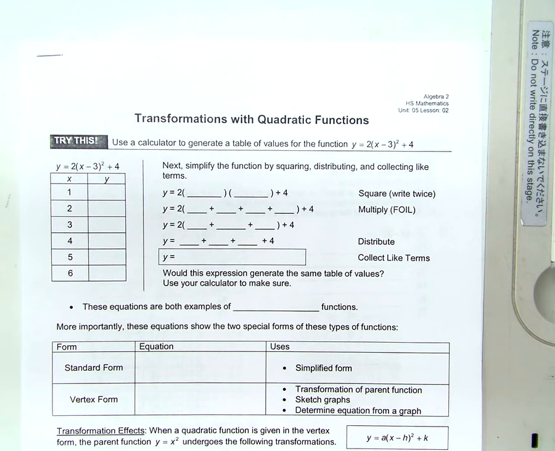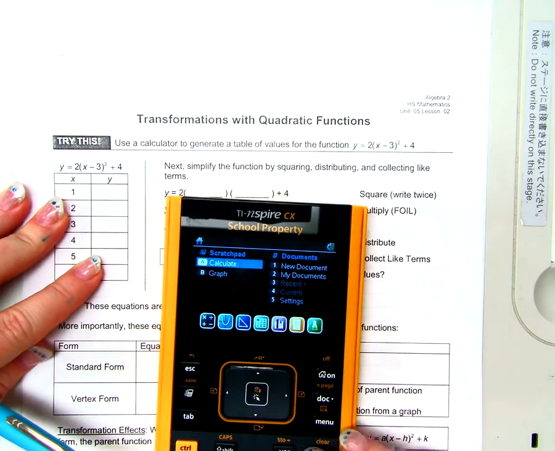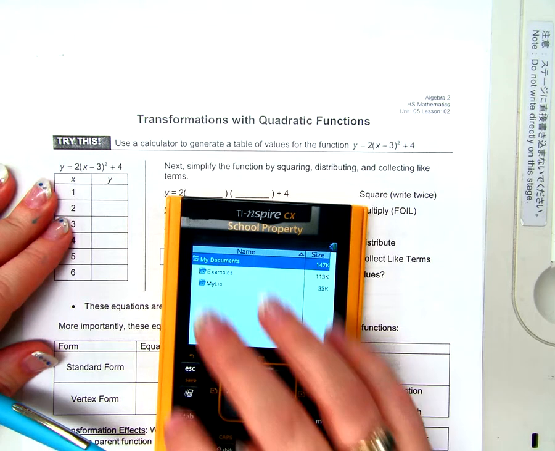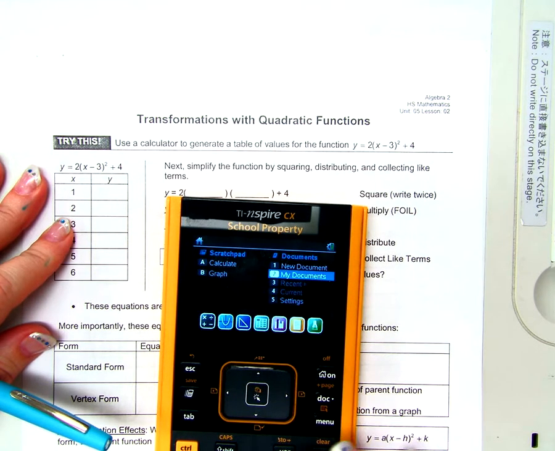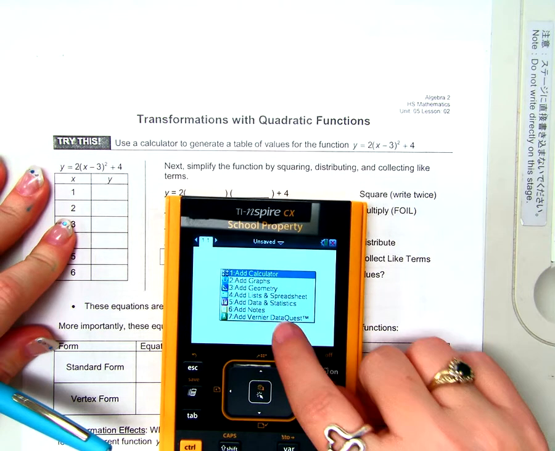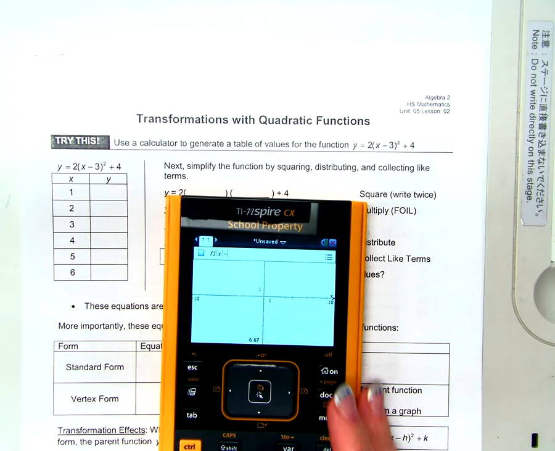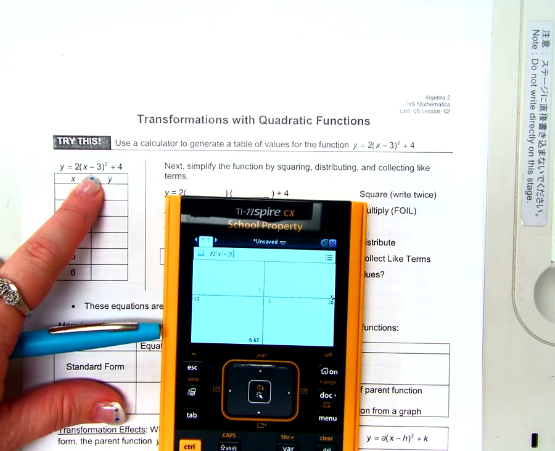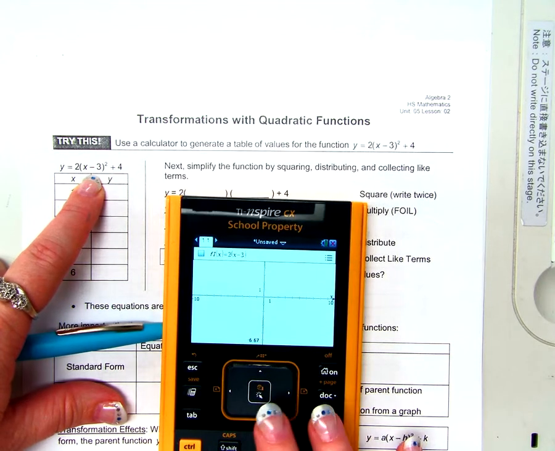Okay? So I'm going to go to my calculator, and I'm going to go to my new documents. I want a new document that's a graph. Okay? And in my graph, I want to put in this equation. 2 times (x minus 3) squared plus 4.